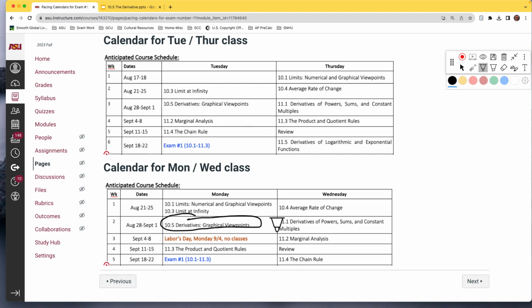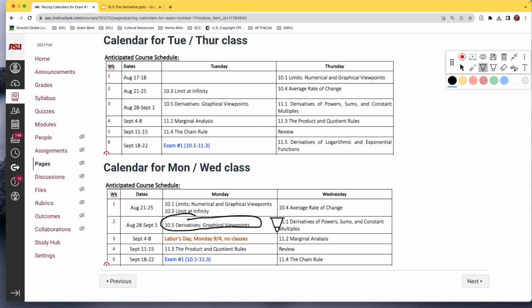Next Monday we have a holiday, so we don't have class. The Tuesday, Thursday class does have class on that Tuesday. What I'm suggesting is if you wanted to, the test goes through 11.3, so you could get a week ahead, and then you'd have this whole week for review if you wanted to.